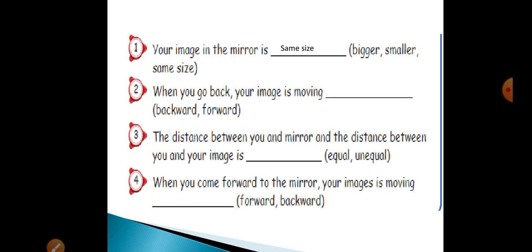When you go back, is your image moving backward or forward? When you go back, your image is moving backward. The distance between you and the mirror and the distance between you and your image, is it equal or unequal? It is equal. When you come forward to the mirror, is your image moving forward or backward? Yes, it is moving forward.